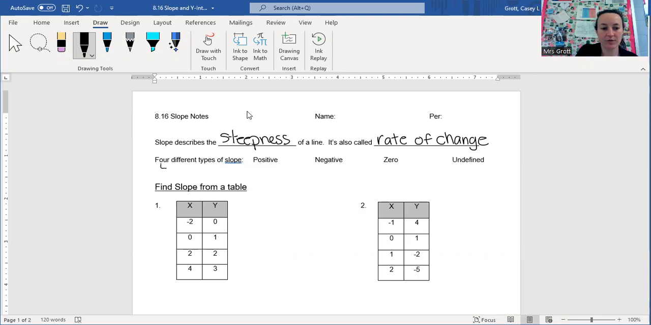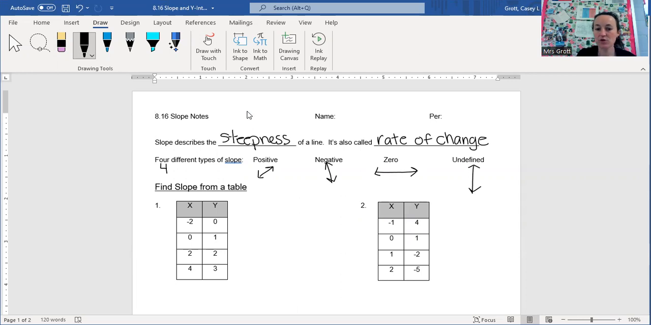There are 4 different types. So there is positive, going up, negative, coming down, 0 is going to be our horizontal lines. Okay, there's 0 change, there's no steepness, versus undefined, that is when we have our vertical up and down line.